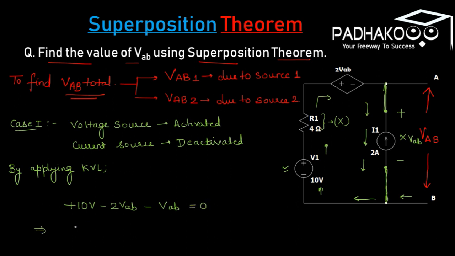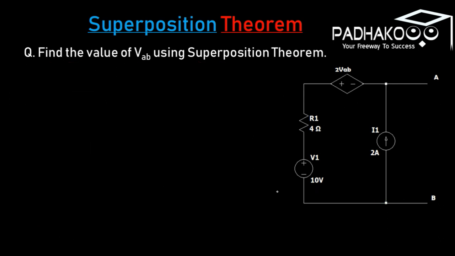Now 10 volts equals 3 VAB. This implies that VAB equals 10 by 3. So here we have obtained VAB1, which is due to source 1. Now we have to find out another individual response with the help of case 2. And in case 2, the current source is activated and the voltage source is deactivated.